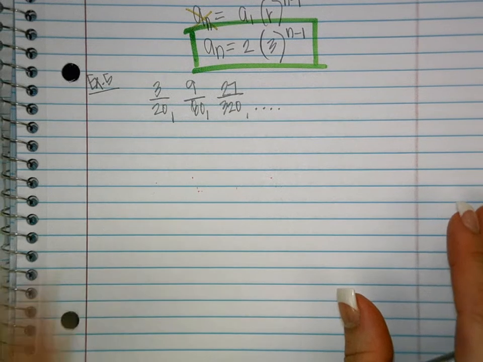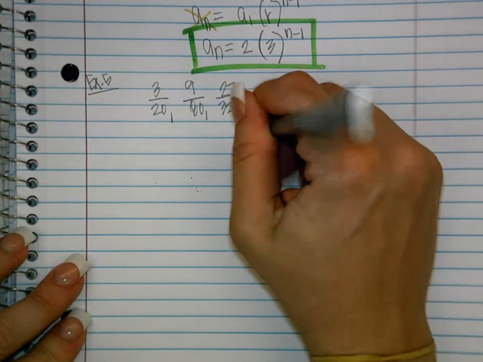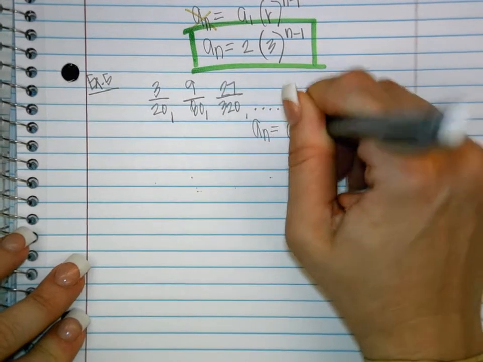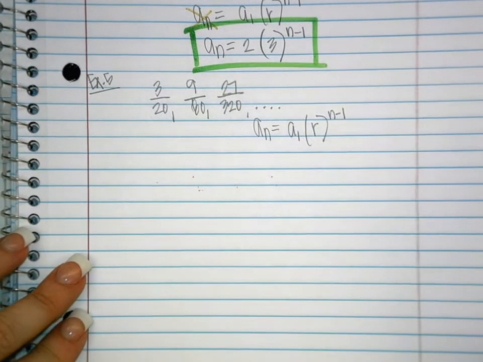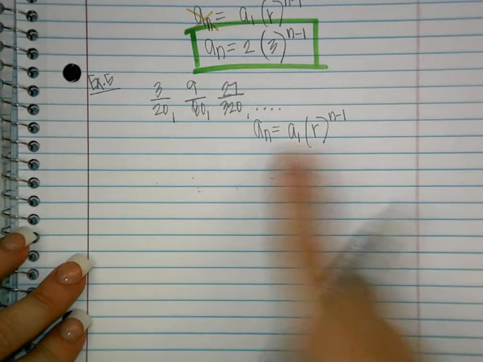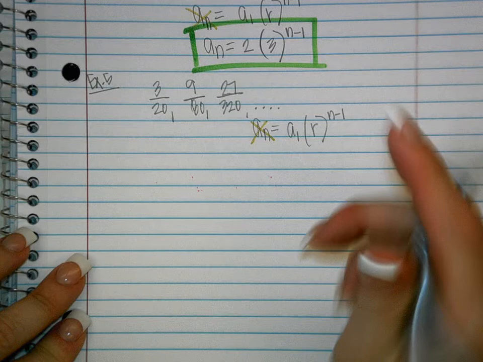Sure. Do it by yourself. So, the general rule is going to be AN equals A1 multiplied by R to the n minus 1 power. The AN you get to ignore for a minute. What is your A1 in this sequence?